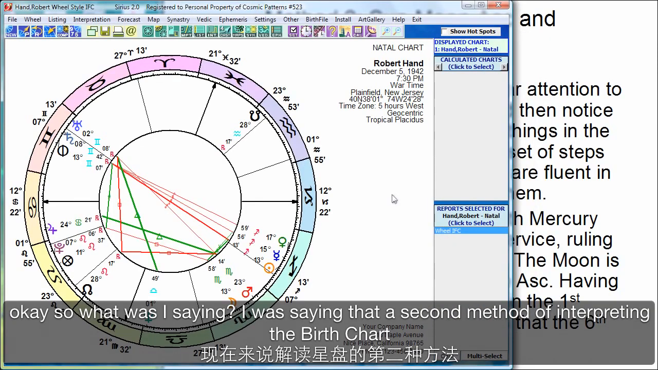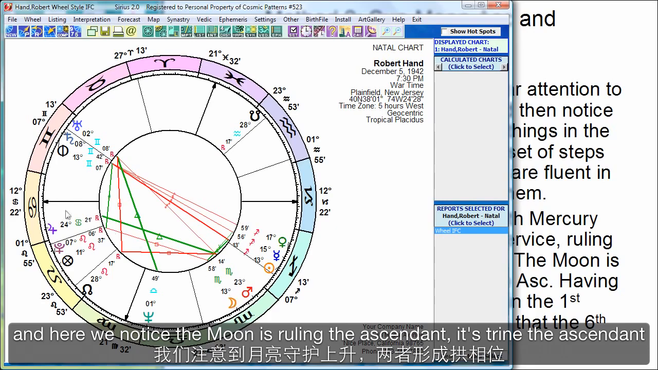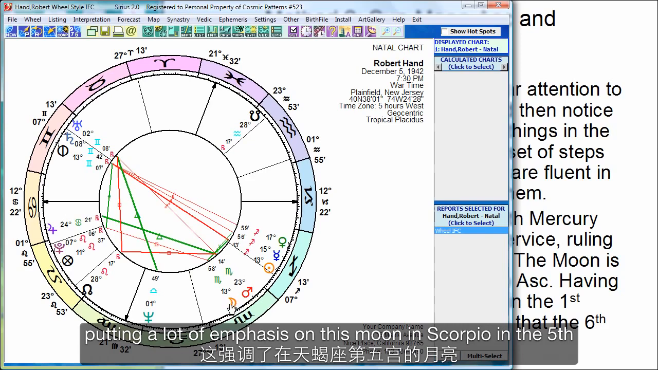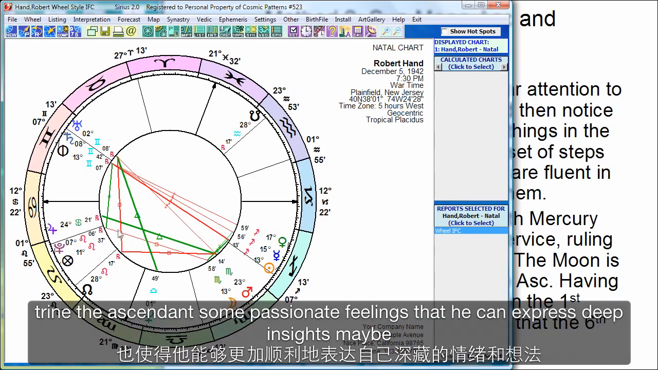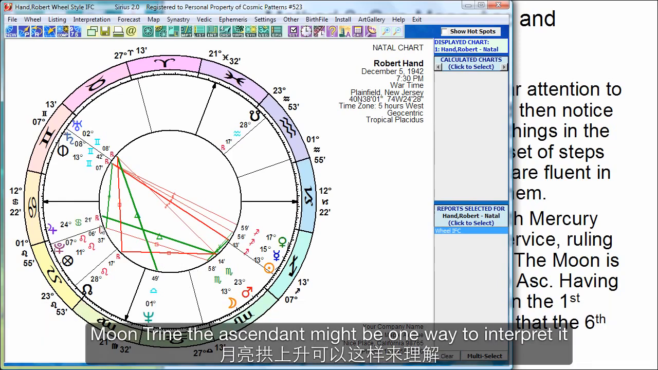I was saying that a second method of interpreting the birth chart is to look at the sun, moon, and ascendant first. And here we notice the moon is ruling the ascendant, it's trine to the ascendant, putting a lot of emphasis on this moon in Scorpio in the 5th, trine the ascendant: some passionate feelings that he can express, deep insights, maybe psychoanalysis, you might say, or depth psychology, uncovering mysteries of the ancient world. Moon trine the ascendant might be one way to interpret it.